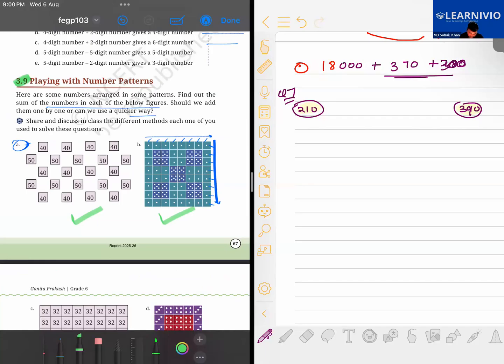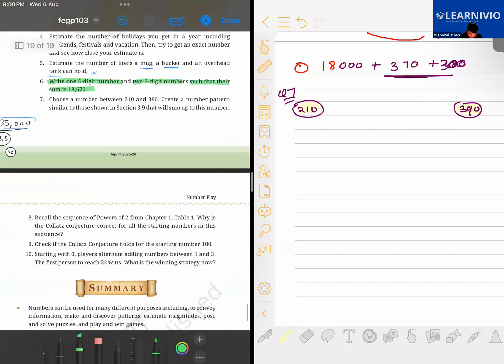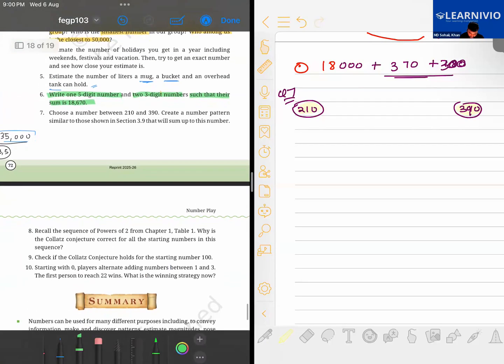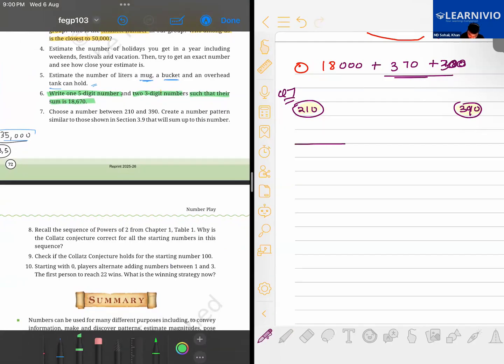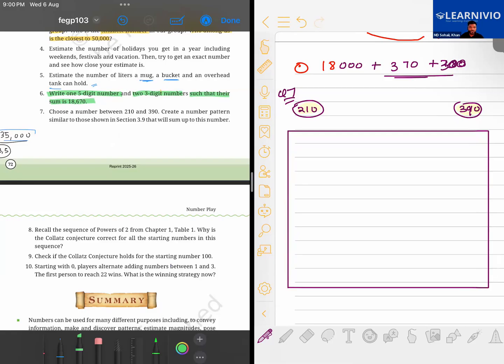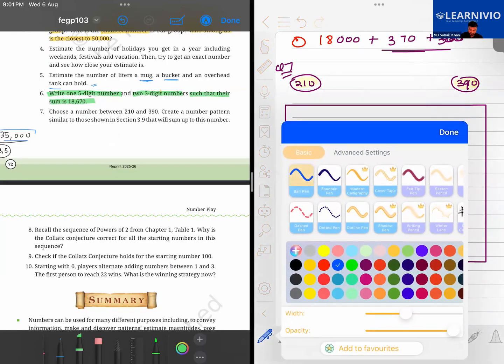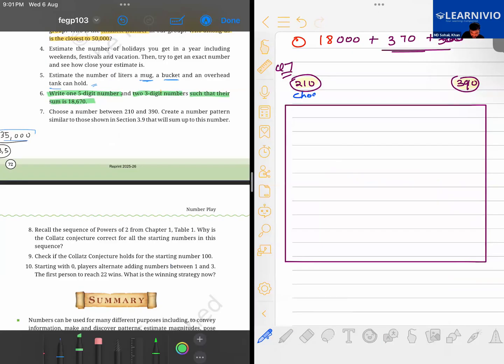Getting back to the question now. First of all, we will make a box like this. Then we will choose any number between it. Okay. Pick a number between 210 and 390. 320. Okay, so we have picked the number. The chosen number is 320. Good.